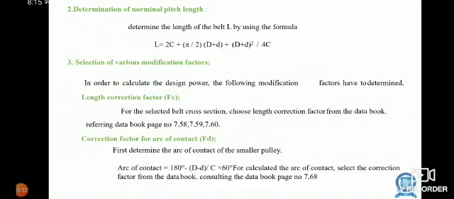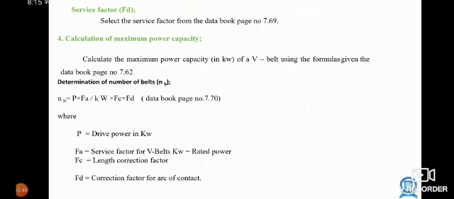Step 2. Determination of the nominal pitch length. Nominal pitch length L equals 2C plus pi by 2 into capital D plus small d, plus capital D minus small d the whole square divided by 4C. Step 3. Selection of the various modification factors. In order to calculate the design power, the following modification factors have to be determined: length correction factor FC, correction factor of arc of contact FD, and service factor FA. Then calculation of maximum power capacity: maximum power capacity in kilowatts of V-belt using the formula given in the data book page number 7.62. Determine the number of belts: NB equals P into FA divided by KW into FC into FD.